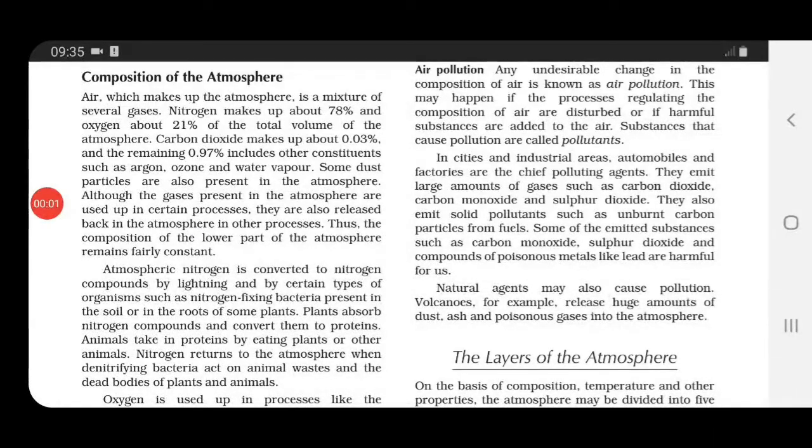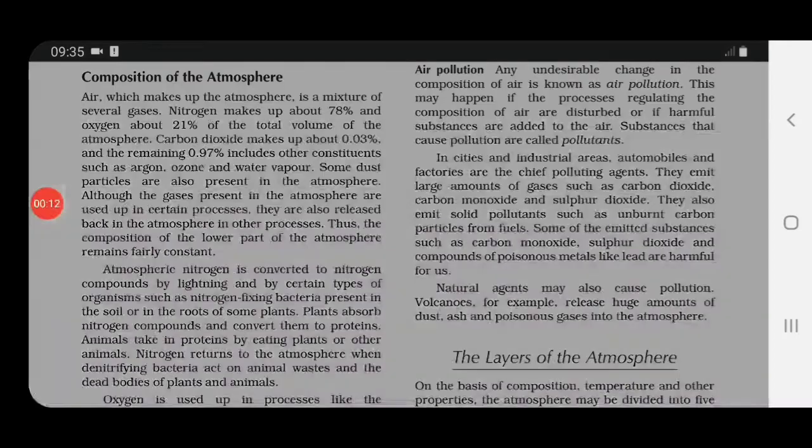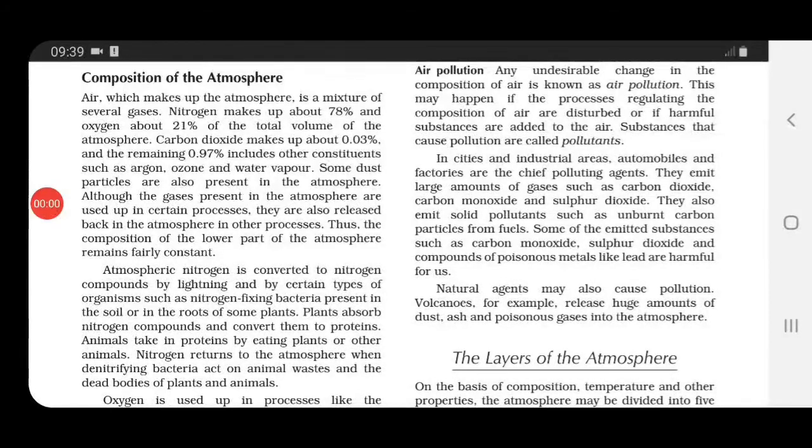Now proteins, children, they are taken in by animals. How will animals take in the proteins? By eating plants, okay, or other animals, okay. Now when denitrifying bacteria acts on animal wastes and dead bodies of plants and animals, then during that time nitrogen is returned to the atmosphere. So did you understand the whole process? Okay.